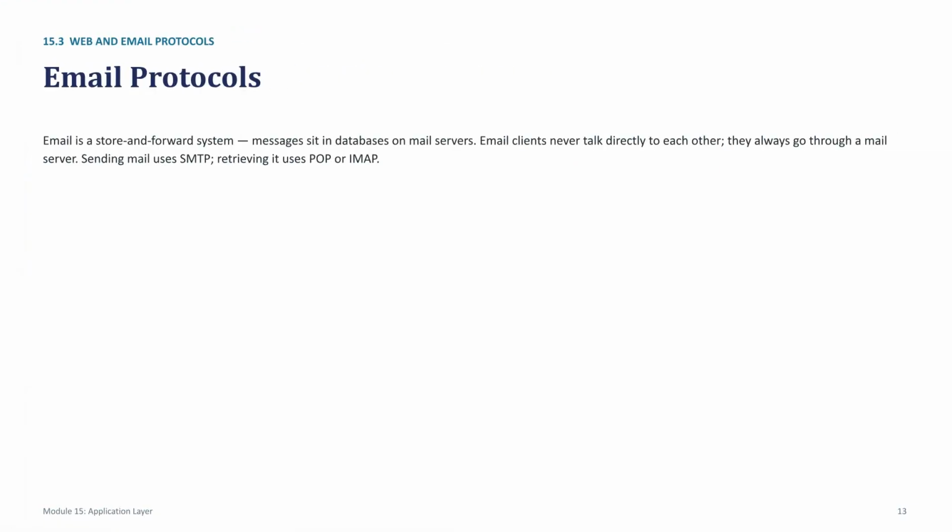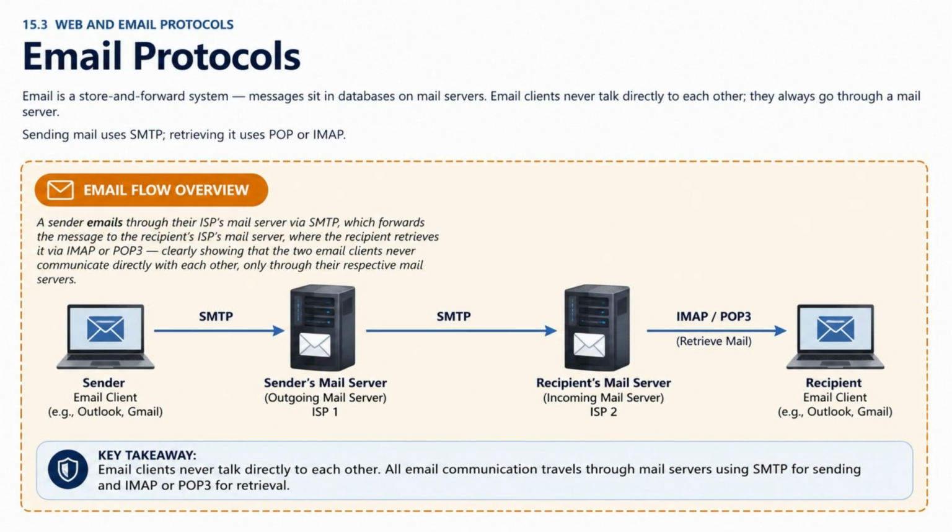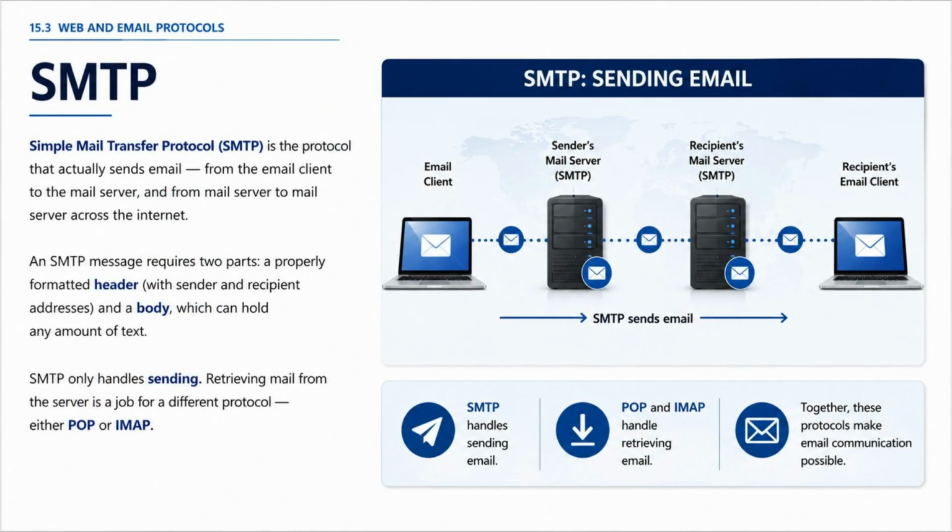Email is a store and forward system. Messages sit in databases on mail servers, and email clients never talk directly to each other, always going through a server. Sending uses SMTP. Retrieving uses either POP or IMAP. Each of those three protocols gets its own dedicated slide next. SMTP is what actually sends email, both client-to-server and server-to-server across the internet.